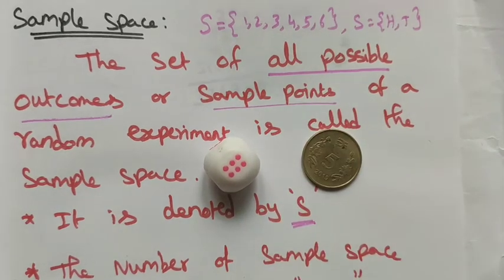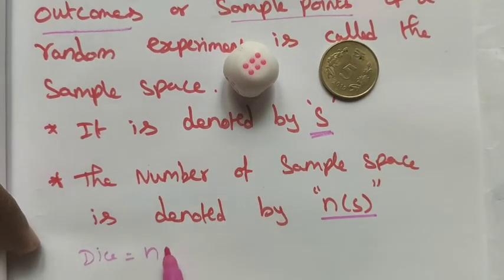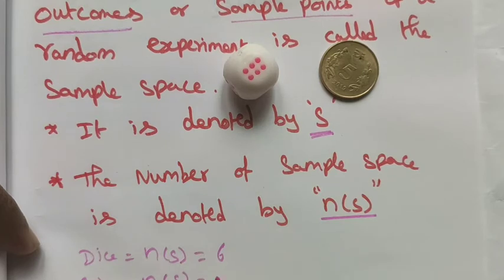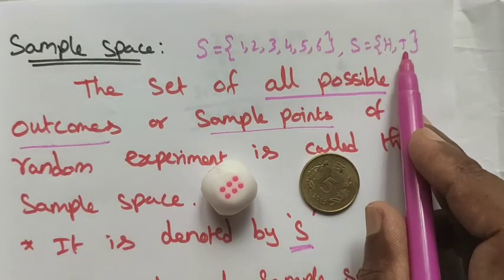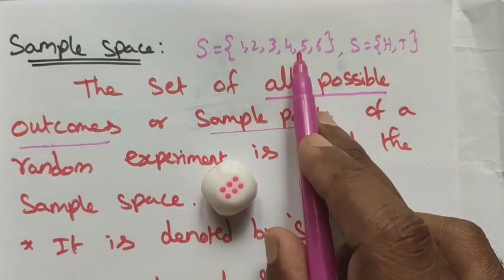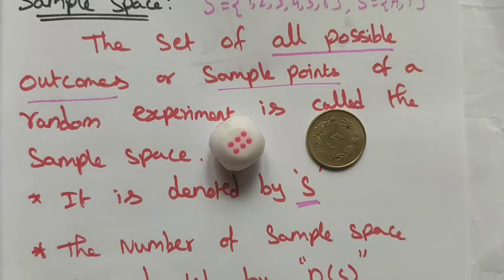Here S, we have the values from 1 to 6. So for dice, n(S), the number of elements in the sample space, is equal to 6. For coin, n(S) is equal to 2. Only 2 elements are here, head and tail. In dice we have 6 faces. So n(S) is equal to 6 for dice, and 2 for coin. So sample space is the biggest set, that is, all possible outcomes.